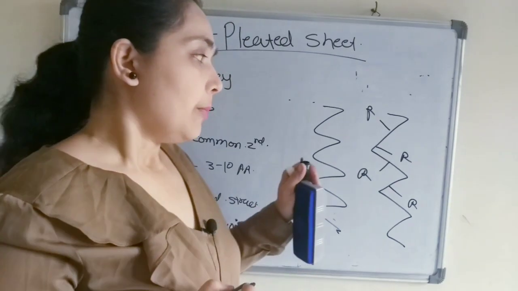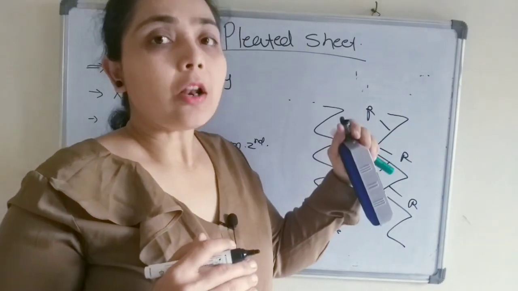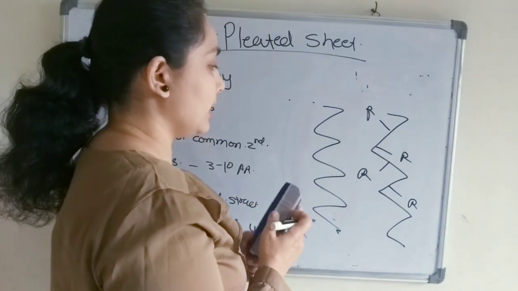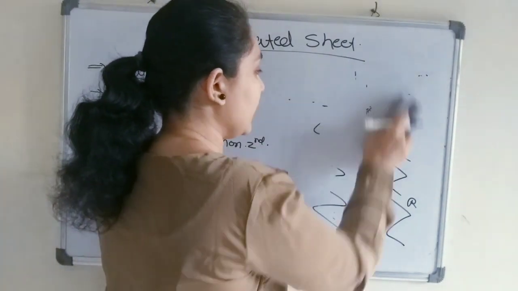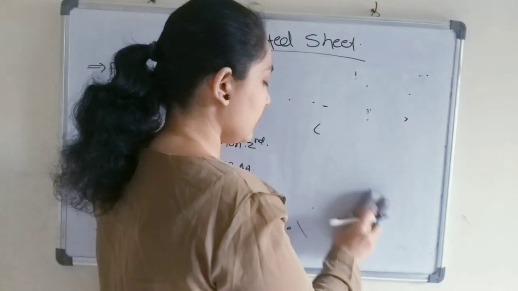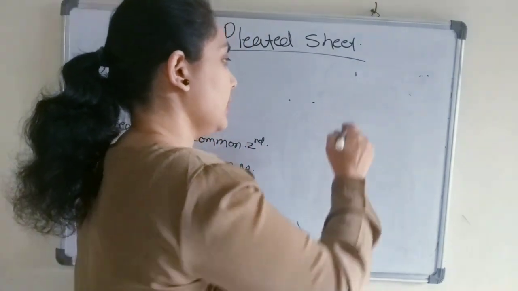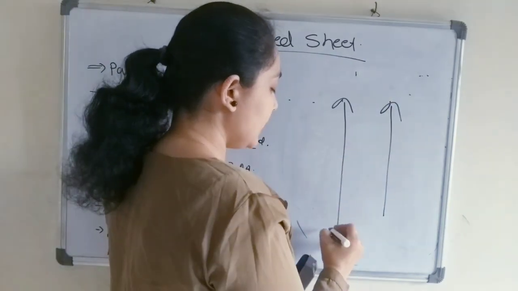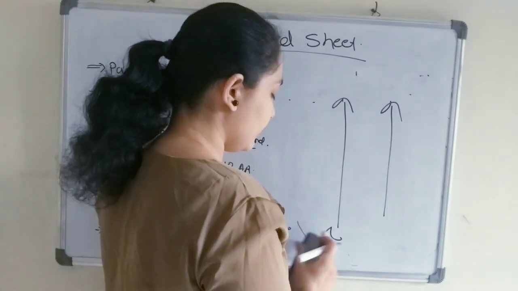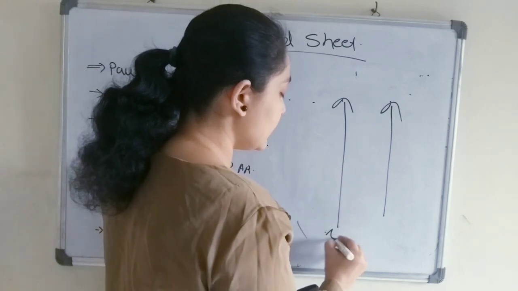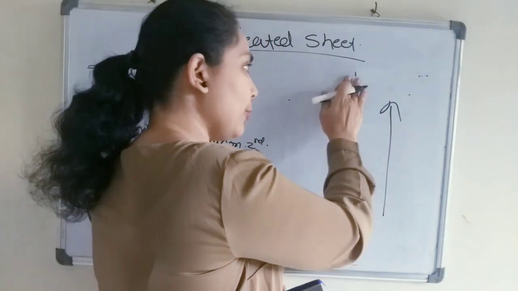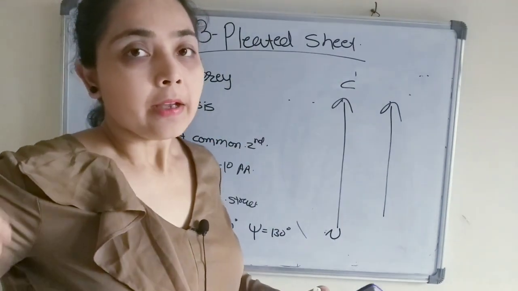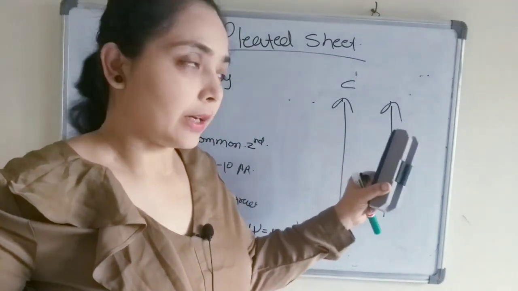They can be oriented parallel or anti-parallel. So what is parallel or anti-parallel? We know that in a polypeptide chain there are two termini. One is the N terminus and the other is the C terminus. In any polypeptide chain, one side is the N terminus and the other is the C terminus.